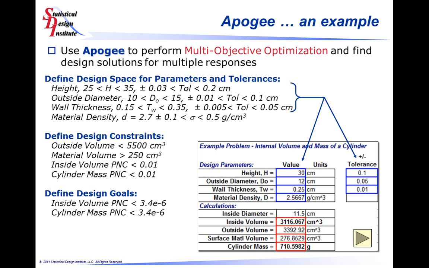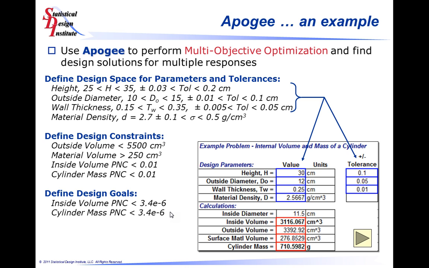So our constraints that we want to satisfy at the conclusion of this design is that our inside volume PNC and cylinder mass PNCs would be less than our 1% or 0.01 objectives. But also we need to keep the outside volume less than 5,500 cubic centimeters, the material volume greater than 250 cubic centimeters, and we have goals that we would like to satisfy where the PNCs for our primary objectives, we would like to get those to 6 sigma level of quality of 3.4 times e to the minus 6. So these are our objectives.